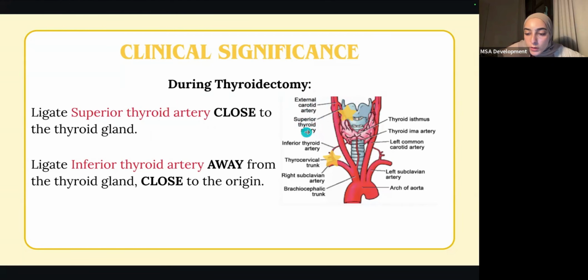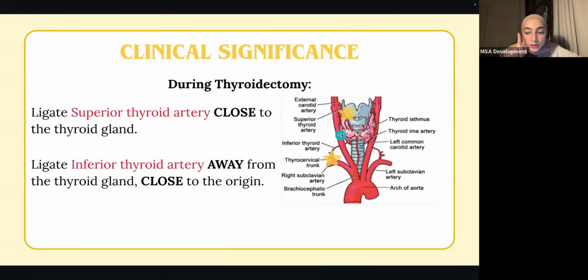As you can see here, the superior thyroid artery comes from the external carotid artery. It's coming from here. They wouldn't ligate it here, where it's coming out. They would ligate it as close to the thyroid as they can, because when they do that, they prevent damaging the nerve by accident. They have to ligate it very close to the thyroid gland, away from its origin. It's coming from the external carotid artery, and you don't ligate it there. You ligate it when it's reaching the thyroid gland.